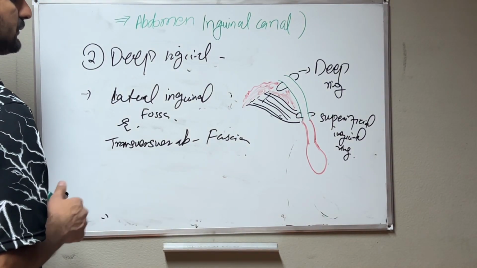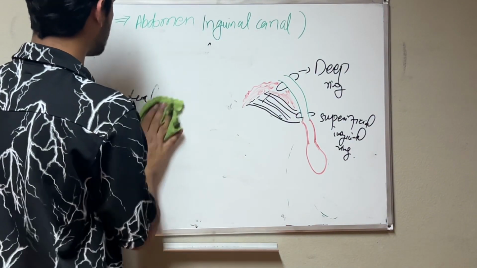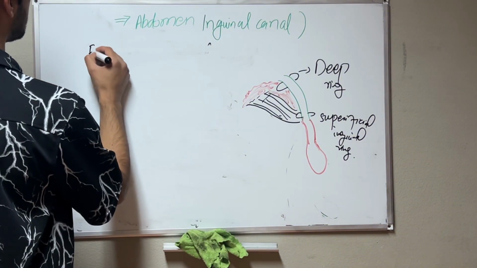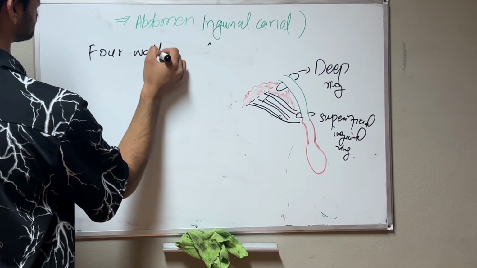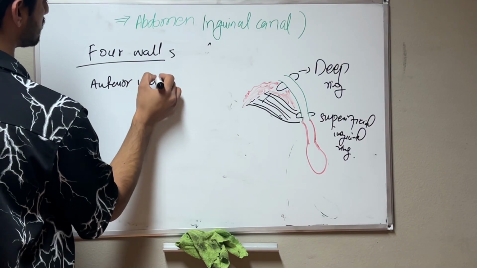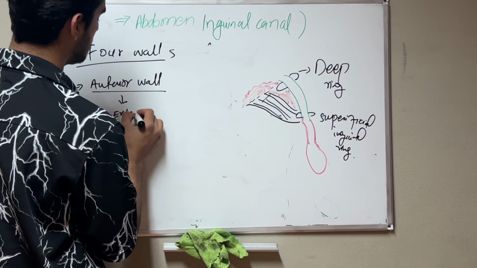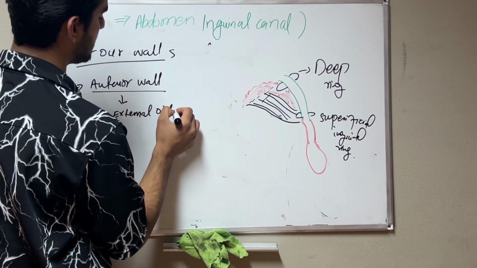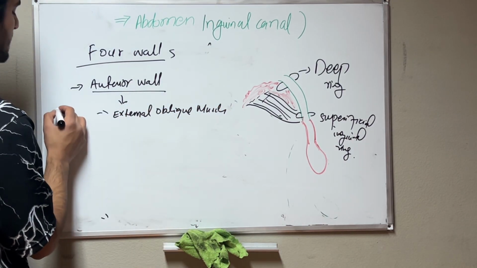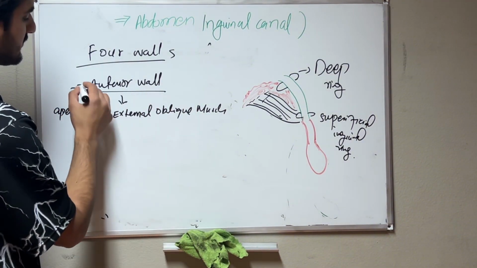If you talk about the walls, we have four walls of the inguinal canal. The walls are very important. The anterior wall: which muscle is located there? The external oblique muscle. Which part? The aponeurosis of the external oblique muscle. That is the anterior wall.